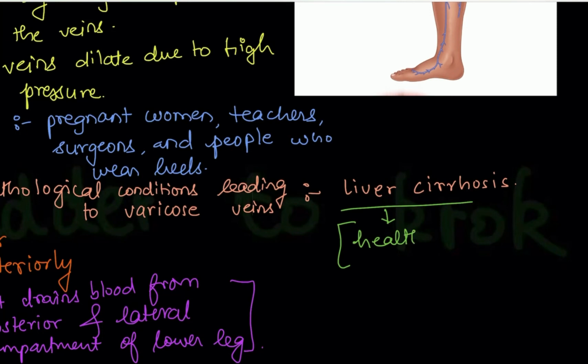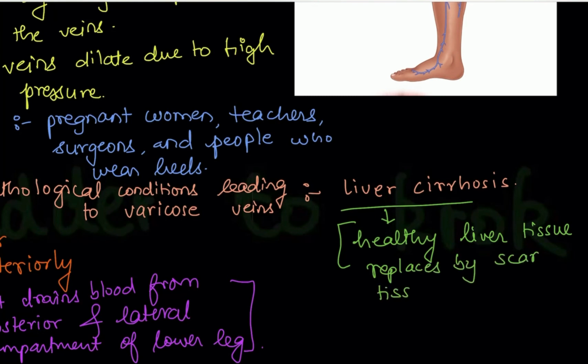That healthy liver tissue is replaced. So your liver is having the healthy tissue, and in liver cirrhosis, this healthy tissue of the liver will be replaced by the scar tissue. Okay, so what will this cause? It will cause portal hypertension. Now what is that? I'll tell you. First write this down. Healthy liver tissue is replaced by scar tissue.